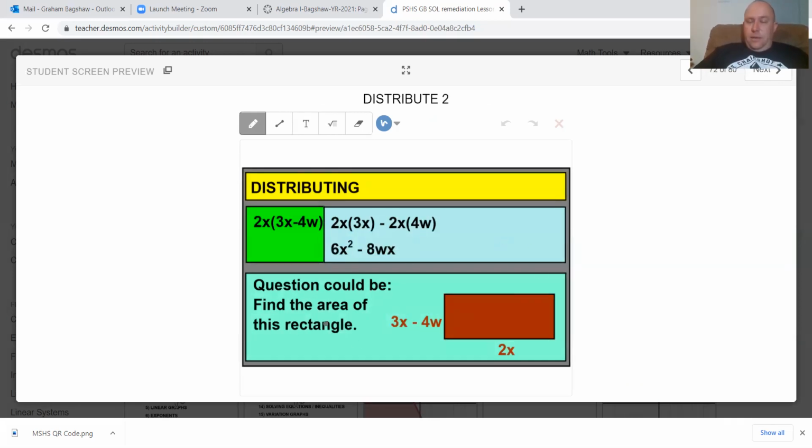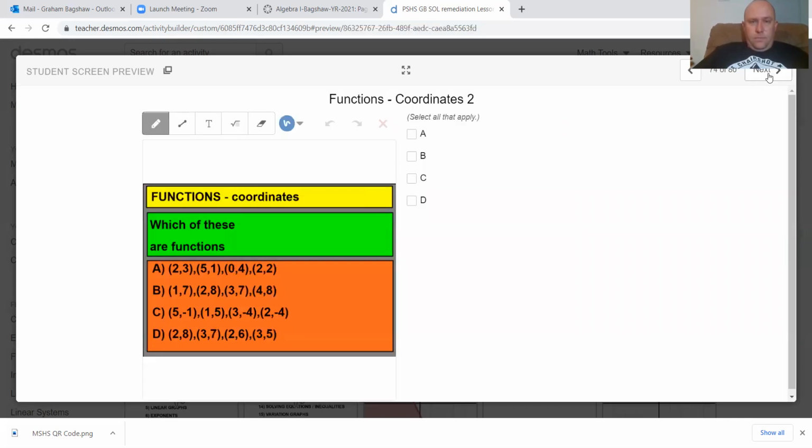They could try disguising the question by asking for the area of a rectangle and give you these two sides, and you'd have to realize then, oh, what they're asking is this times this, and then you can write it like that. Back to functions again.